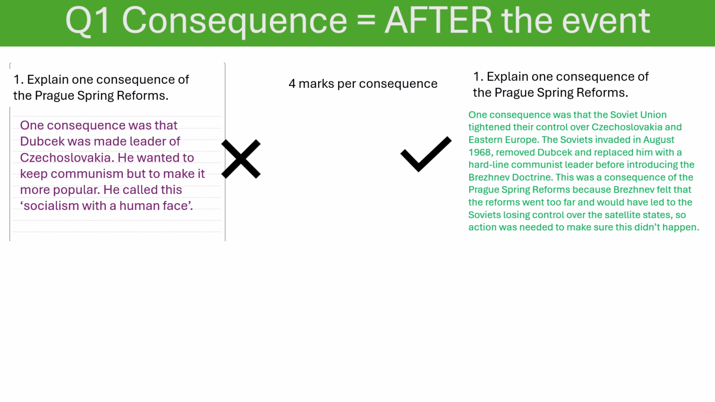So we'd be looking for something like the response on the right. One consequence was that the Soviet Union tightened their control over Czechoslovakia and Eastern Europe. The Soviets invaded in August 1968, removed Dubček and replaced him with a hardline communist leader before introducing the Brezhnev Doctrine. This was a consequence of the Prague Spring reforms because Brezhnev felt that the reforms went too far and would have led to the Soviets losing control over the satellite states. So action was needed to make sure this didn't happen. So on the left, you've got your cause, and on the right, you have your consequence, and it's fully developed and explained.